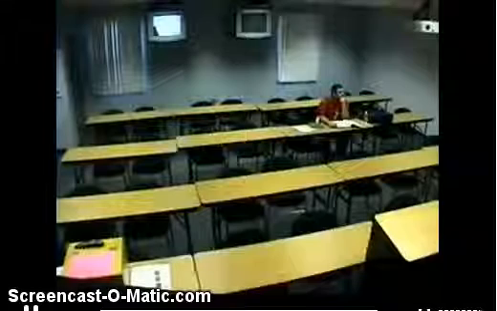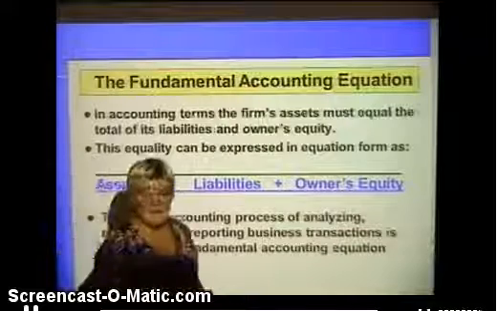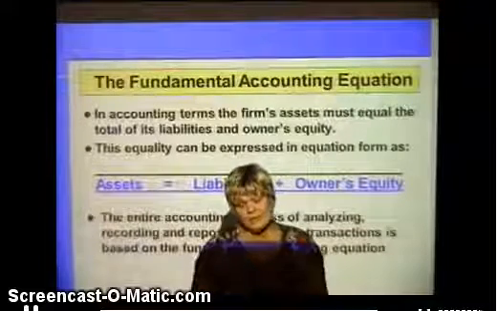Good. That is engraved in my brain. There it is, ingrained in your brain. I bet Sue sent me notes later and they signed it. Assets equals liabilities plus.